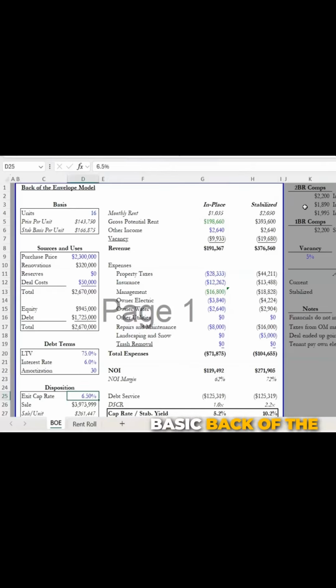Here we have the basic back of the envelope model. This is what I use as the first cut for any specific deal I'm looking at. Just put it in quickly, and if the numbers work, I'll move it to a more detailed model later on. But for the purposes of what we're looking at here, this works to start out.